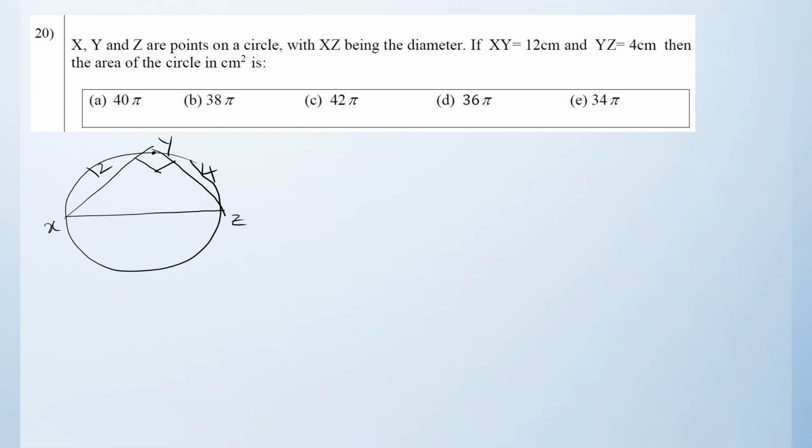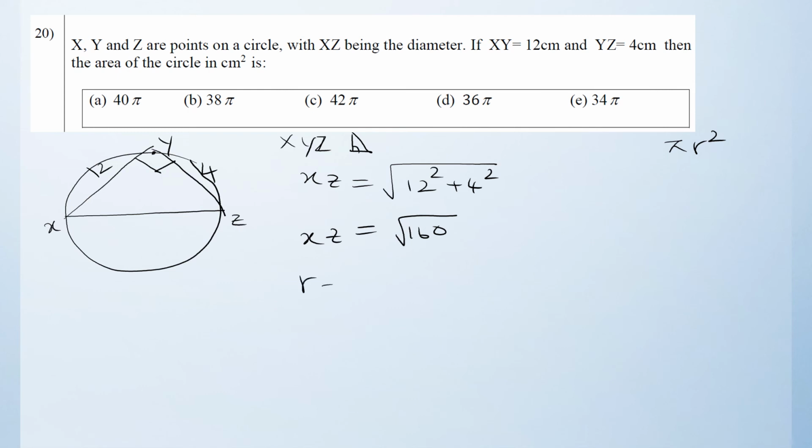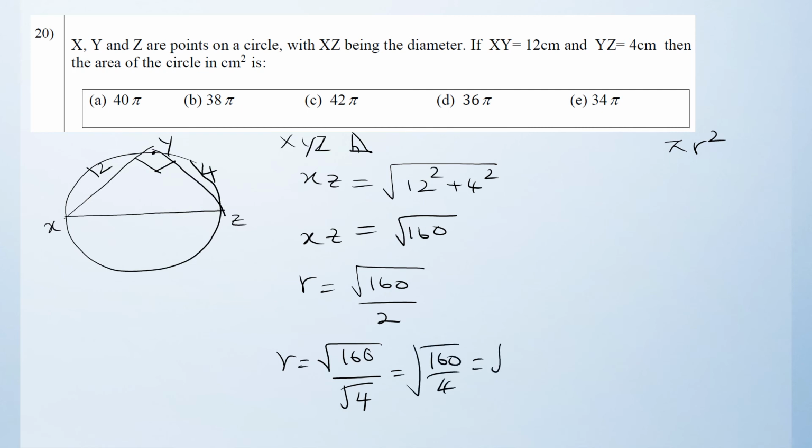Then the area of the circle. To find the area, we need the radius, πr squared. So by using the Pythagoras theorem for triangle XYZ, we can get XZ. XZ equals the square root of 12 squared plus 4 squared, that is square root of 160. So we can find R. R is square root of 160 divided by 2. That is the same as square root of 160 divided by square root of 4. Then we have square root of 160 over 4, that is square root of 40.